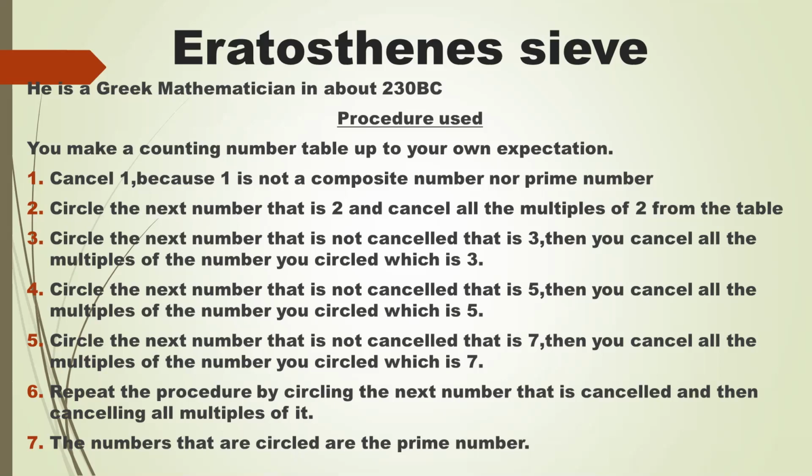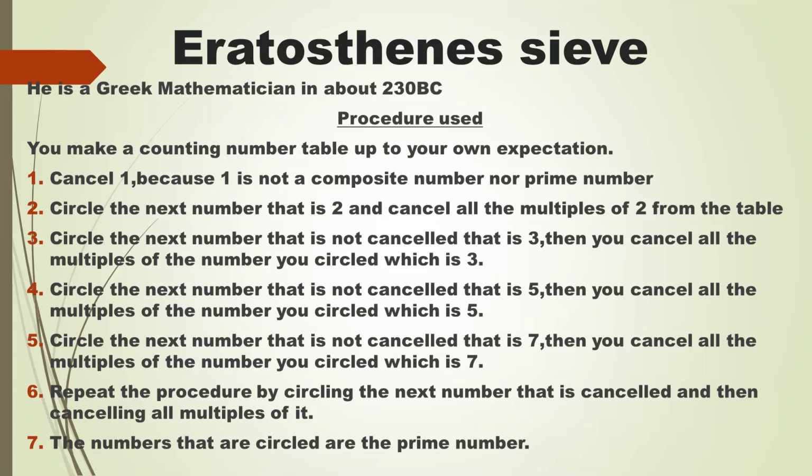So we circle 2, and then we cancel all the multiples of 2 from the table. Then you circle the next number that is not cancelled, and that is 3. 3 is not a multiple of 2, so it is not cancelled. So you circle the next number, that is 3, and then you cancel all the multiples of the number you have circled, which is 3.